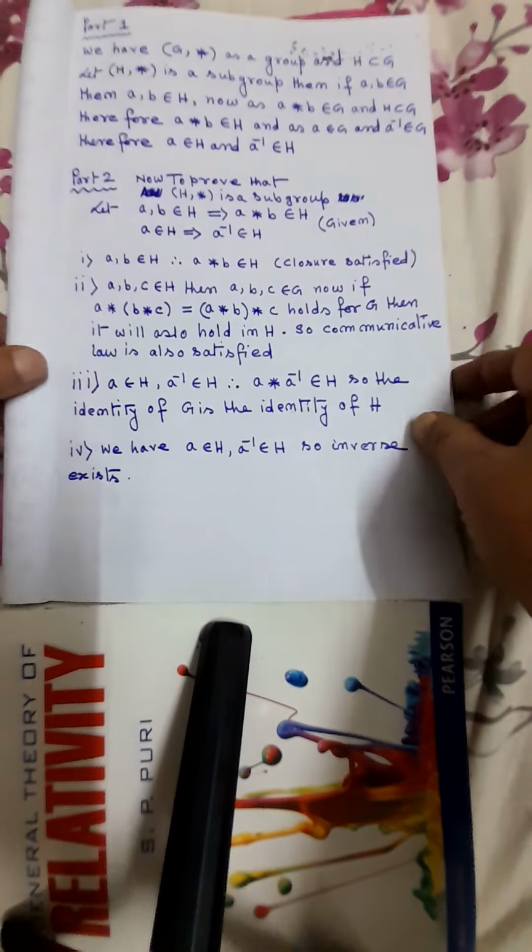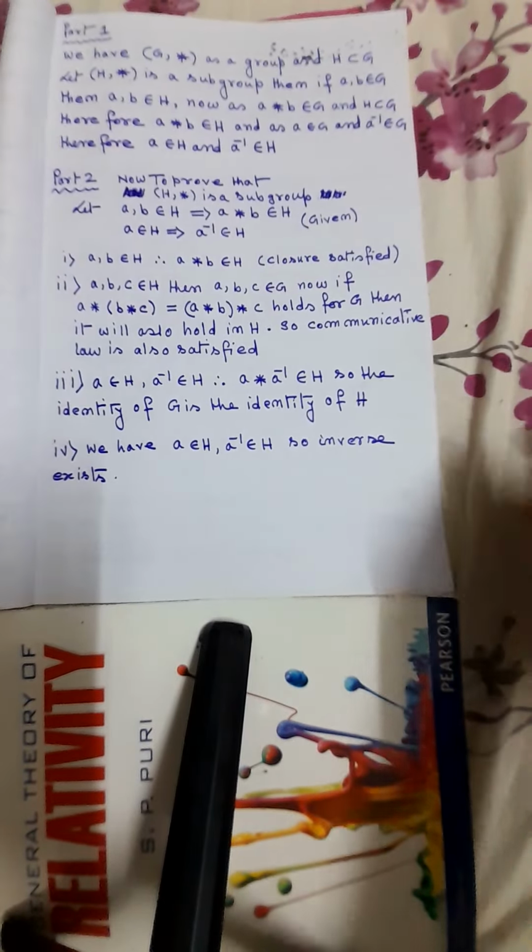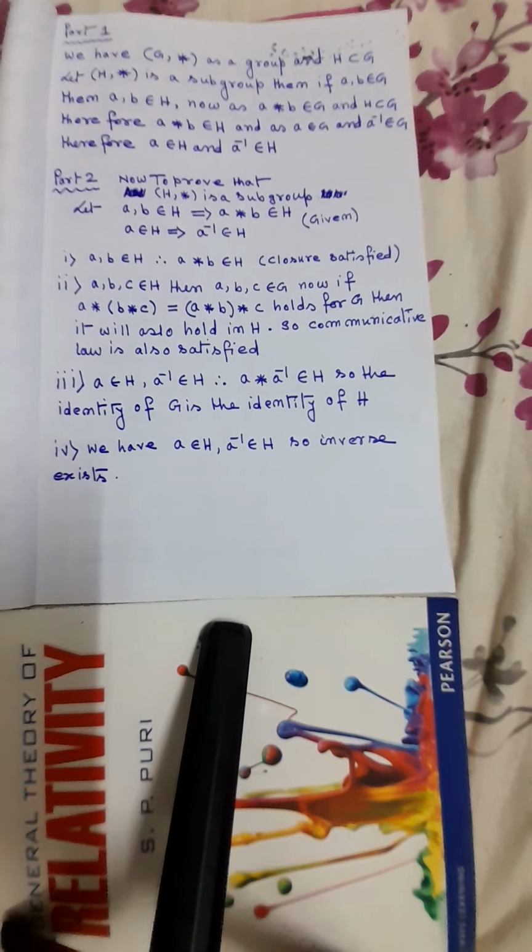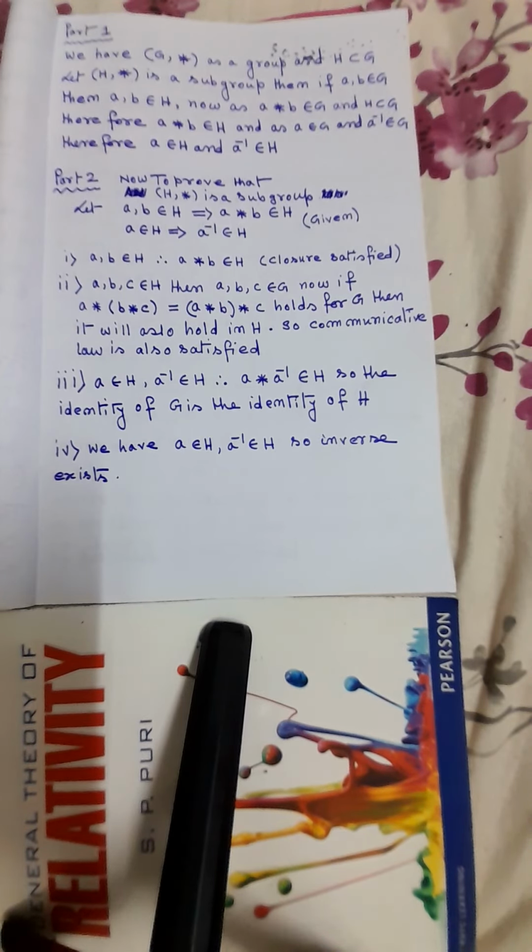Now part 1, the proof of part 1. We have G with binary operation asterisk as a group, and H is a subset of G. Let H asterisk be a subgroup. Then if a, b belongs to H, then obviously a, b belongs to G, as it is a subset. Right? So if H is a subgroup and a, b belongs to H, then a, b will also belong to G.